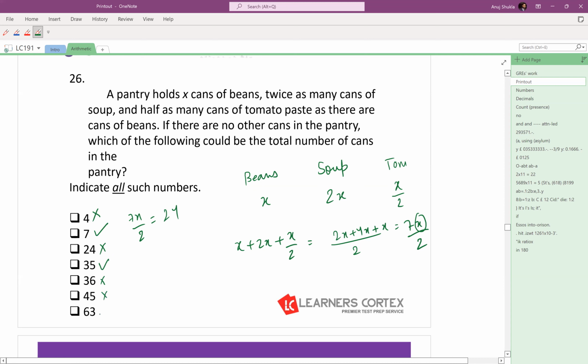45, no. 63, yes. Or you can say this is 7X by 2, means whatever the number, right? It should be divisible by 7 first thing. It should be divisible by 7. So all the numbers which are divisible by 7 will be the number. How many cans are there? That is 7, 35 and 63. Okay.